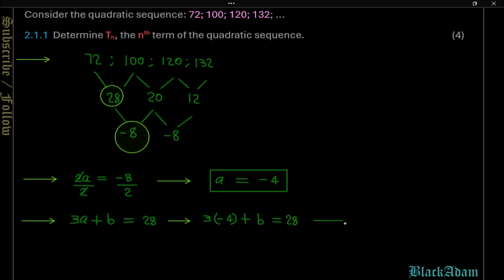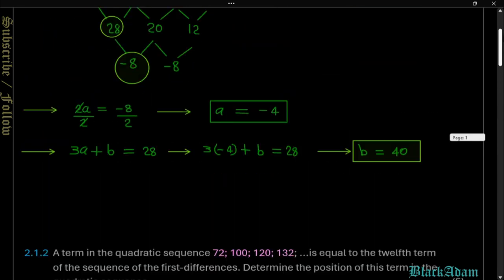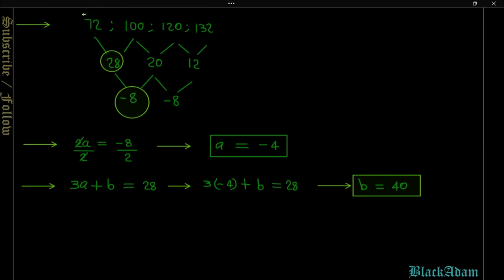So we have b equals 28 plus 12, because 3 times negative 4 is negative 12. Taking it to the right-hand side it becomes 12, so 28 plus 12 is 40. So b is equal to 40. And from there we know that our first term is a plus b plus c, giving us 72.